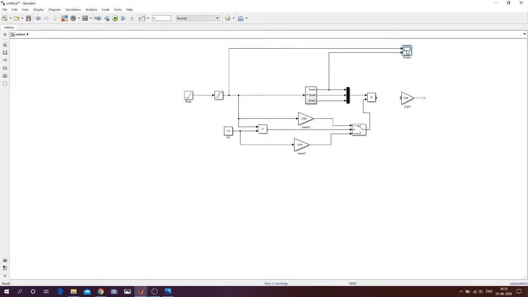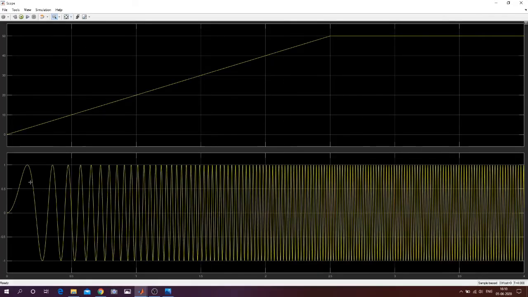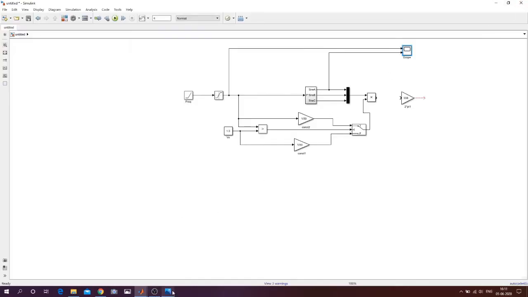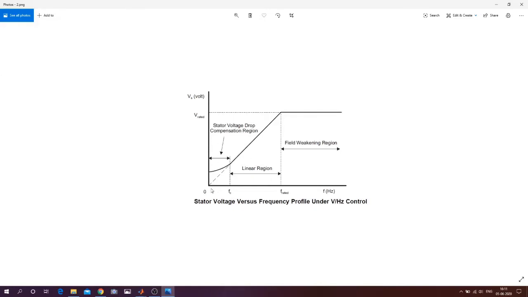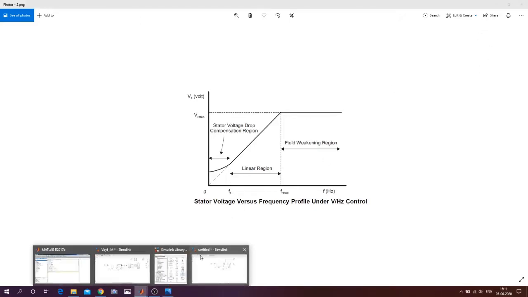But one thing you notice is that here the amplitude of the sine wave has not changed. The amplitude is fixed to 1, right? But in V by F, what happens? With the gradual rise in frequency, the amplitude of the voltage is also changing. So how to do that, we will see now.